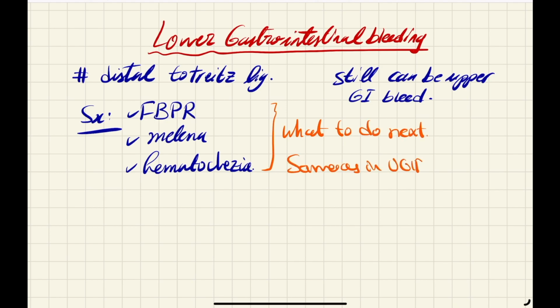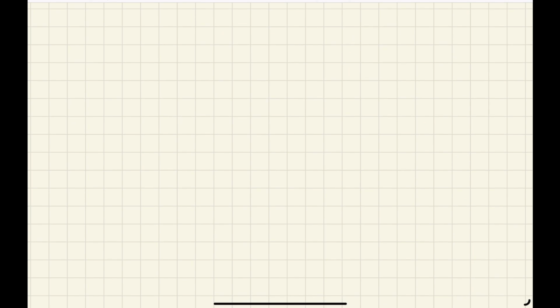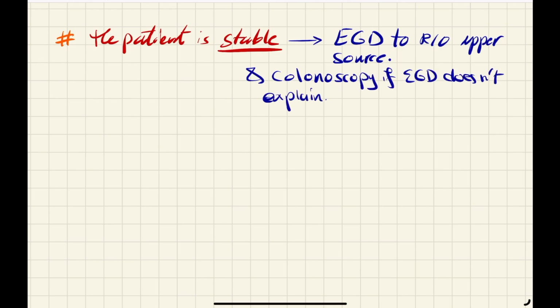Now, once we see this, the same as in upper gastrointestinal bleed, we ask if the patient is stable or unstable. If the patient is stable, then we investigate. If he's not stable, we stabilize him. Now, regarding the stable patient, we do an EGD to rule out an upper gastrointestinal bleed as a cause of a lower gastrointestinal bleed. And we also do a colonoscopy if the EGD doesn't explain the bleeding.